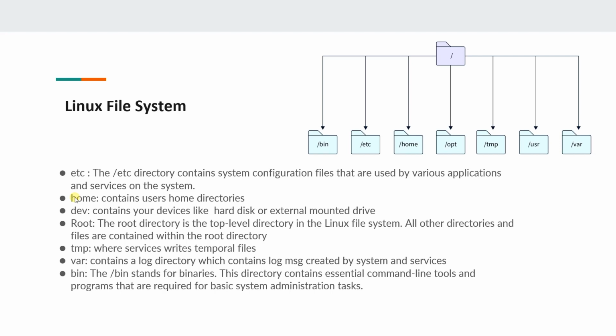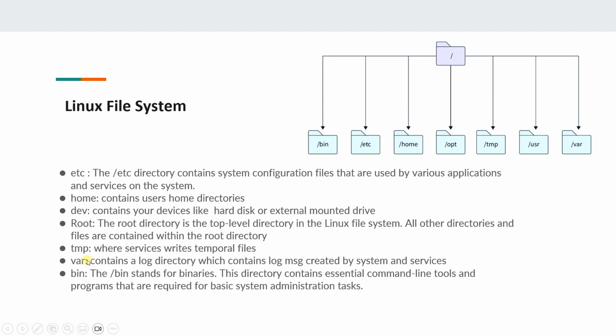Then we now have the dev directory. Dev directory is going to contain your devices like your hard disk or your external mounted drives. Then the root directory, like I said initially, is the top level directory in the Linux file system. All other directories and files are contained within this root directory. As you can see in this diagram, every other directory is under it.